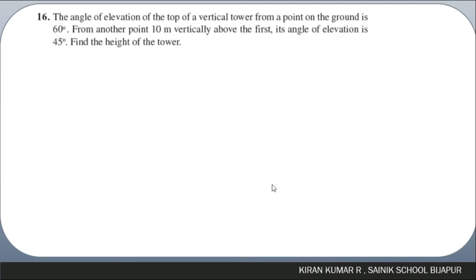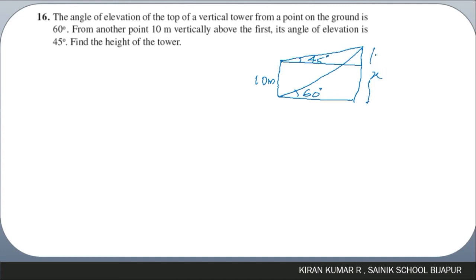And the next question: the angle of elevation of the top of a vertical tower from a point on the ground is 60 degrees. From another point 10 meters vertically above the first, its angle of elevation is 45 degrees. Find the height of the tower. Angle of elevation of the vertical tower's top is 60 degrees. So let me consider this as the angle of elevation, 60 degrees. Let x be the height of the tower. According to the question, from another point 10 meters vertically above it, the angle of elevation is 45 degrees. This angle is the new 45 degrees.